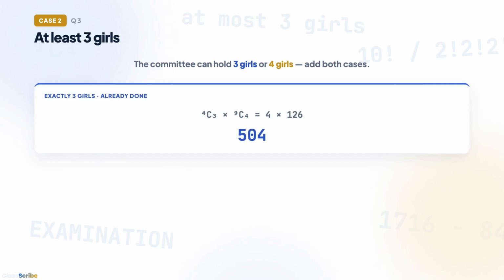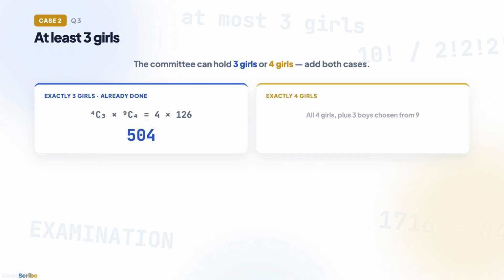Now consider the second case, at least 3 girls. This means the committee can contain either 3 girls or 4 girls. We already know the number of committees with exactly 3 girls is 504. Now calculate the case with exactly 4 girls.